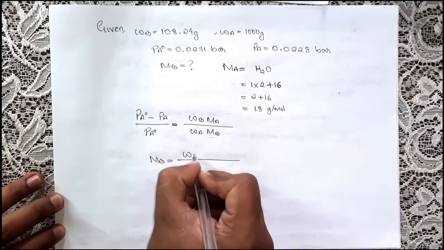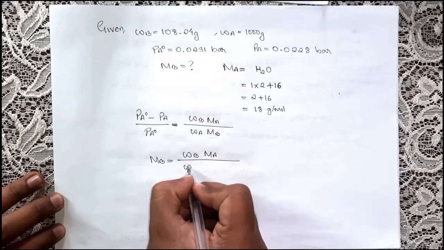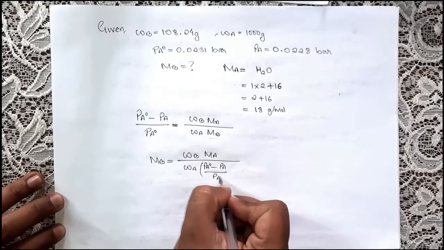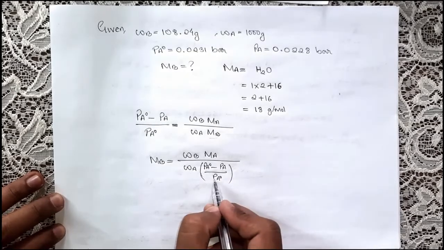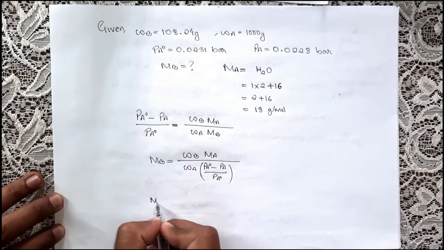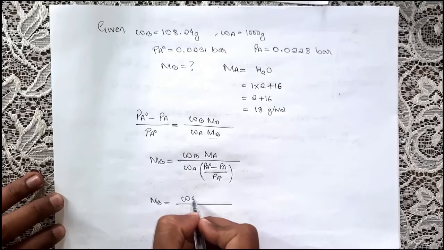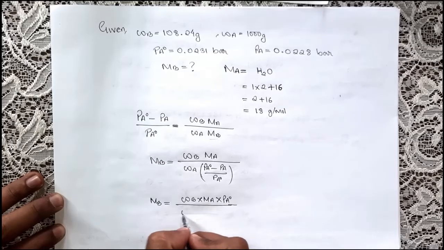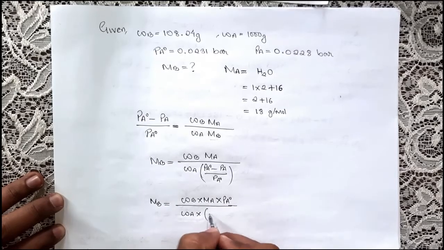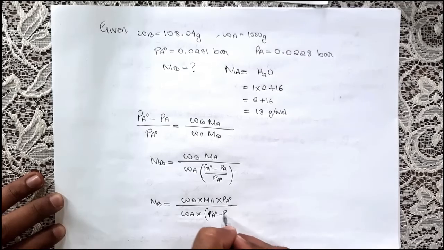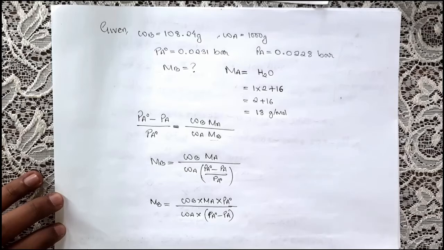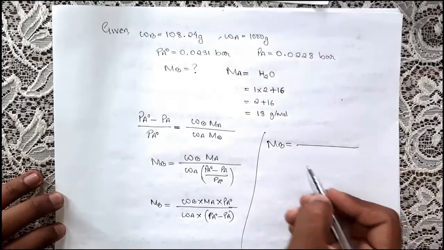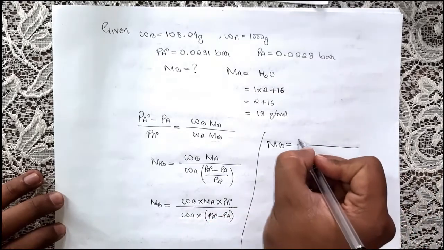So now since you're supposed to calculate MB, I'll just rewrite the formula again. WB MA over WA, PA0 minus PA divided by PA0. So this PA0 can go up here. So MB is equal to WB multiplied by MA multiplied by PA0, over WA multiplied by PA0 minus PA. So I can write in this way as well. So I'll just write down the values.